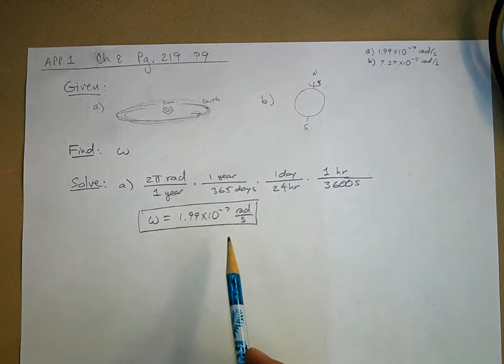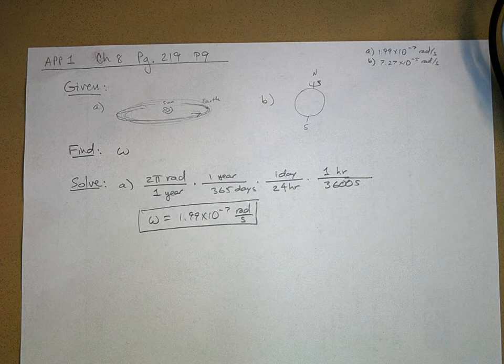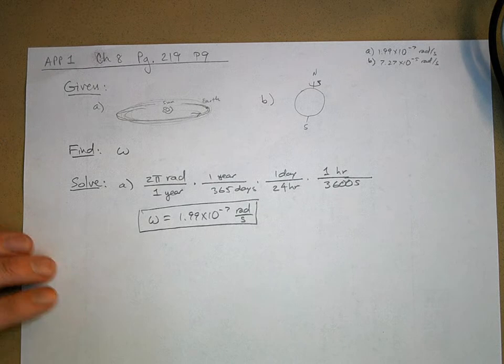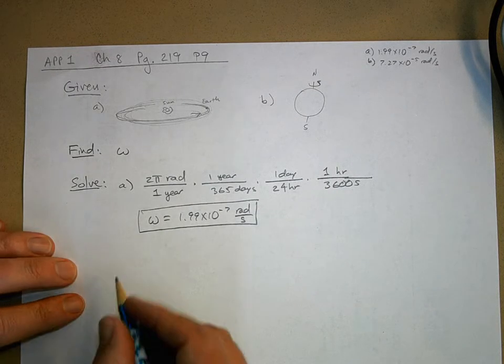So this is how many radians it sweeps out every second. Now think about it. It takes a whole year to go around the Sun, so we're not sweeping out a great big angle every second. There are planets that circle really close to their stars, where it's a matter of days rather than a whole year.